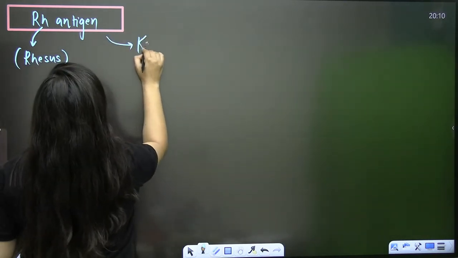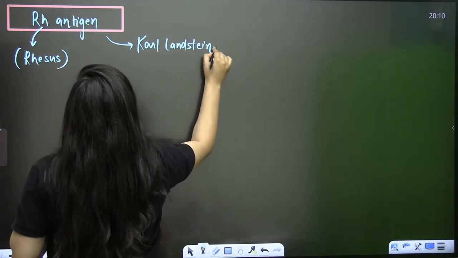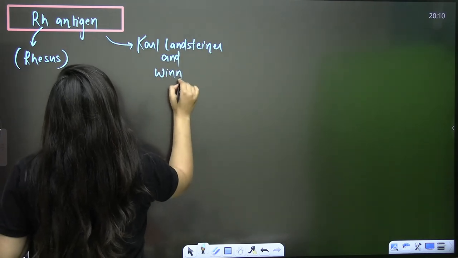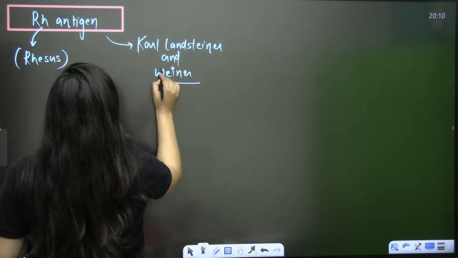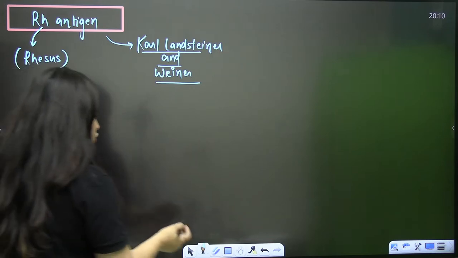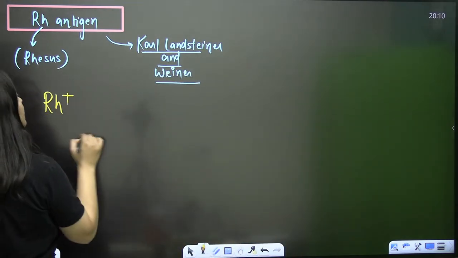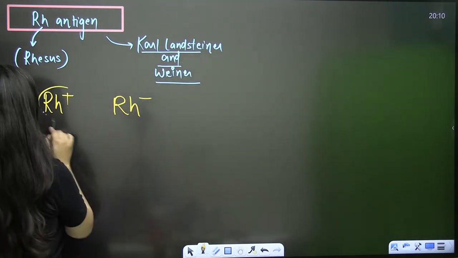So bacha, it was discovered by Karl Landsteiner and Wiener. He discovered this Rh antigen. So here in this Rh antigen, we are going to talk about the Rh positive and the Rh negative. This is what we are going to discuss.